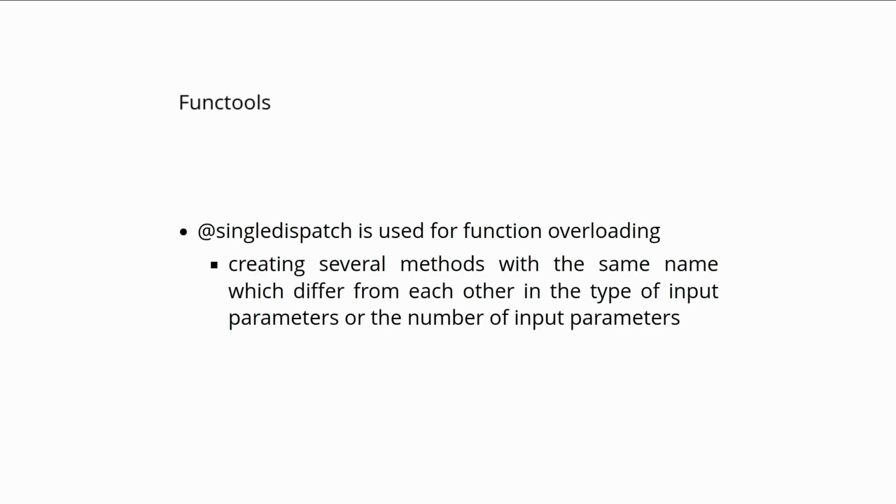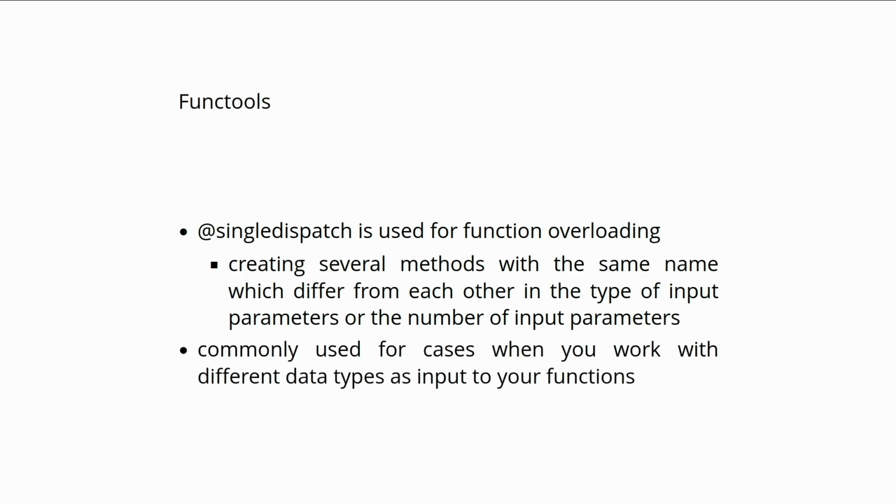So single dispatch is used for function overloading. Just a small reminder, function overloading is creating several methods with the same name, which differ from each other in the type of input parameters or the number of input parameters. It's commonly used for cases when you work with different data types as inputs to your functions. For example, I've seen this at work, where we were parsing input data from some files, and we did not always know which data type our input was, so we used single dispatch to have all of these cases covered.